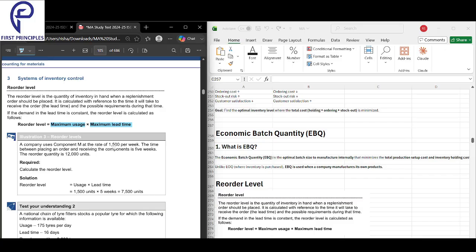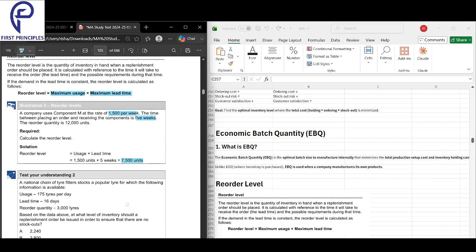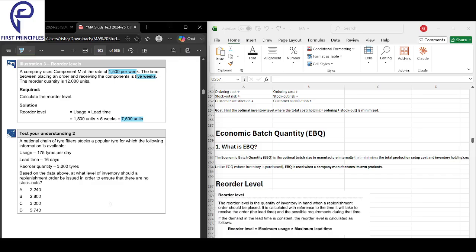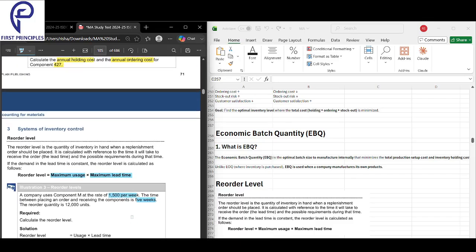So here, 1,500 you need per week. How many weeks does it take to come back? 5 weeks. The moment your inventory value is 7,500, immediately place the next order, because by the time it comes, this will get over. Very important that you look into how much time it's taking, because by the time it comes, this will get over.